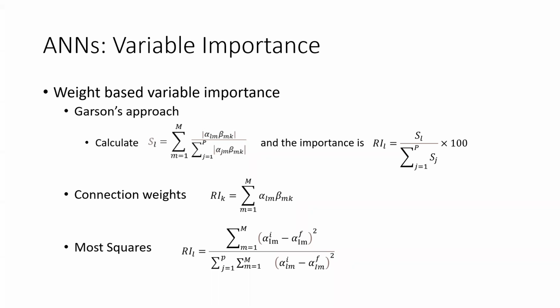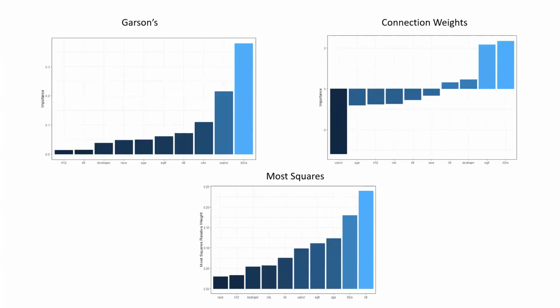The argument being, the bigger the change you see from that initial weight that you guessed at to the final weight that you obtained, the more important it is. So if I see a big change, it must be an important variable. If I see a small change, not very important. So two of these three approaches are available in R. The Garson's and the connection weights are both available in R. Most squares you can calculate relatively easily from the neuralnet package.